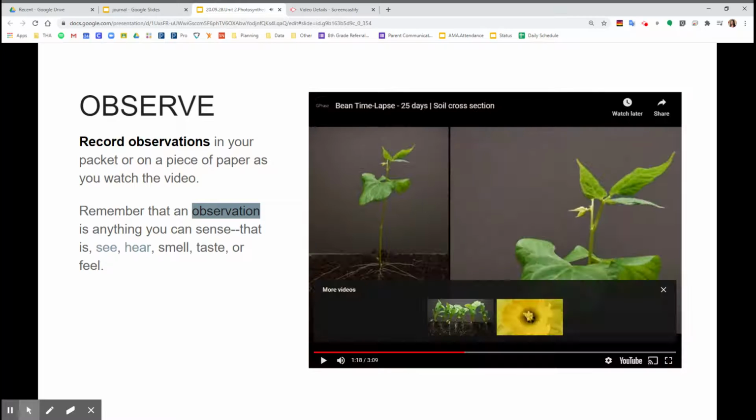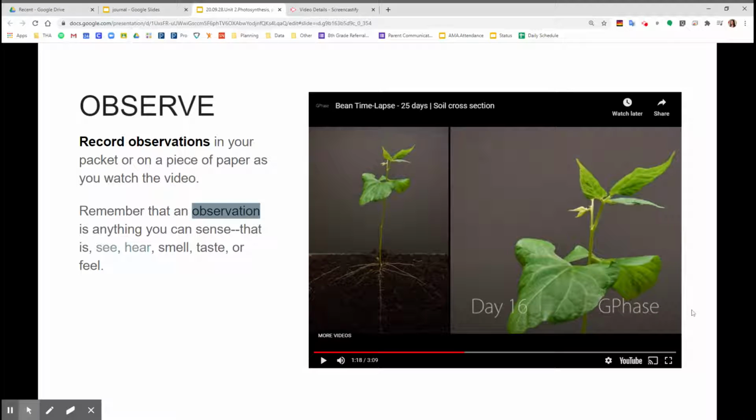Okay, so for the sake of the video, we're going to stop right there. But if you want to watch the rest of the video, you can find it in the slides that are on Google Classroom. So some observations that you could have written down were that roots grew away from the seed, or that the leaves were kind of wiggling as they got bigger and bigger.